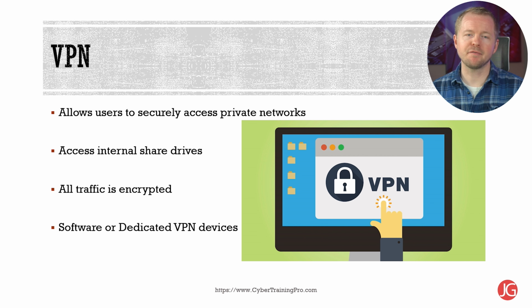There's two ways that we can configure VPNs. The first is through software, and the second is through a dedicated VPN appliance, which we typically call a VPN concentrator. If we use a dedicated VPN appliance, we'll usually put this in a screened subnet like a DMZ so that clients have to connect to that VPN appliance first before access is granted to the internal network.